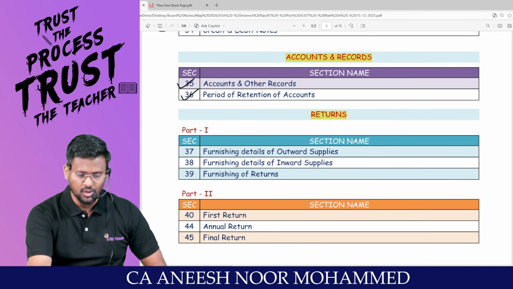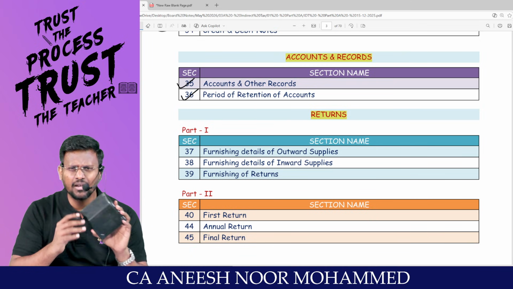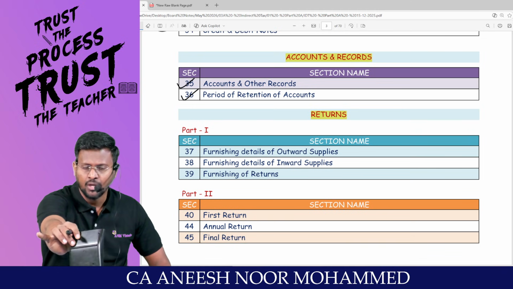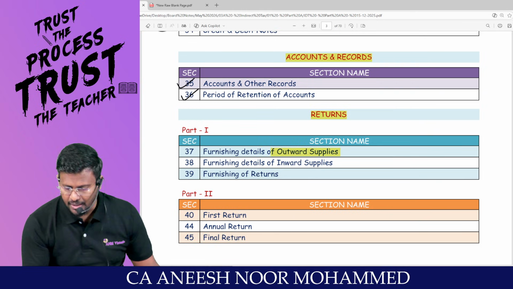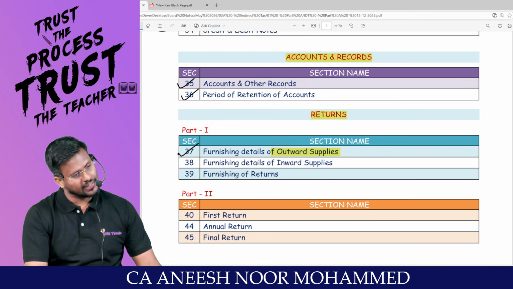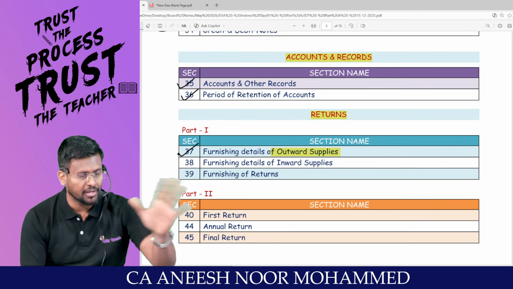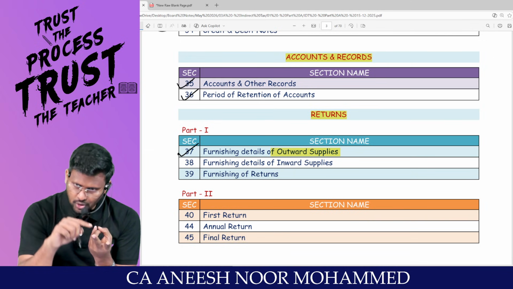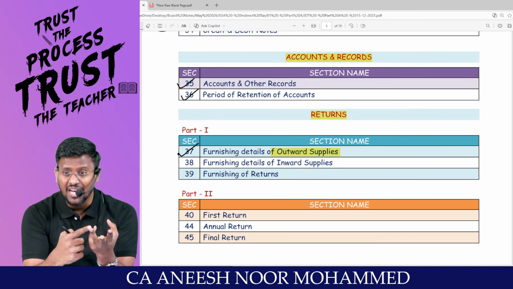Let me ask you a question. Think from the angle of ANM. I am a seller of calculators. So I am selling calculators to the students. Selling a calculator is an outward supply. Am I right? So, section 37 is saying that you have to provide all the details of your outward supply. How many calculators did I sell? To whom have I sold? Students.